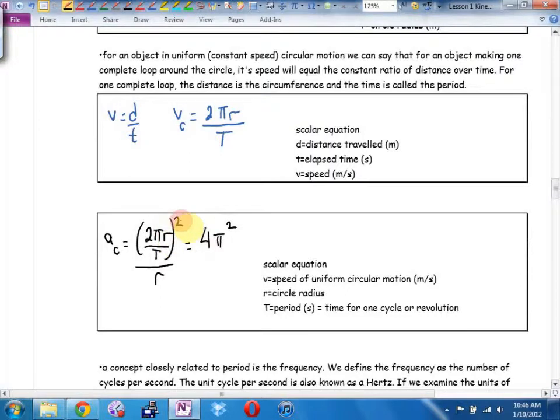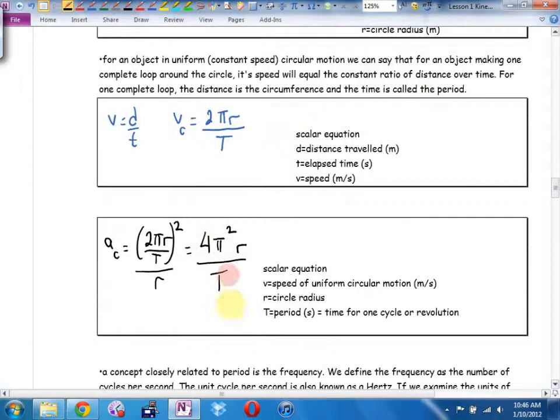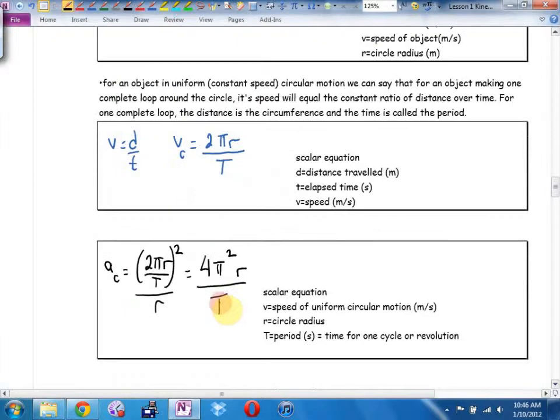This is your second equation for circular acceleration. There are two equations. V squared over r, or 4 pi squared r over T squared. Which one do we use, Mr. Dueck? I use this one if I know how fast we're traveling. I use this one if I know how long it took to go around once. T squared. Good gosh. 4 pi squared r over T squared. These are the two equations that are on your formula sheet.